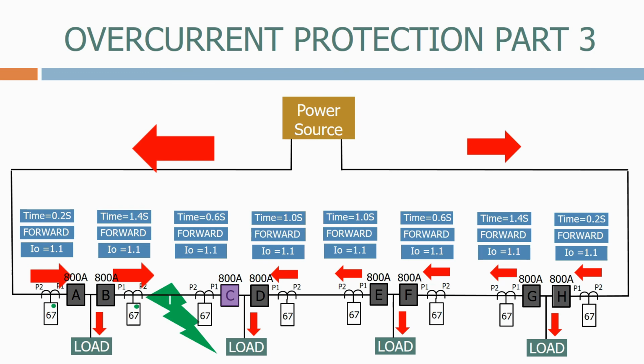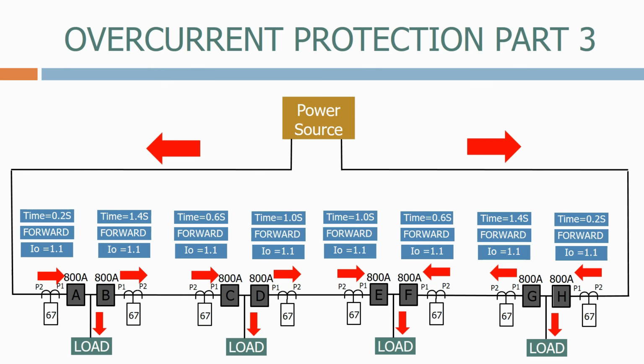This disconnects the fault from the right-hand side of the chain. On the left-hand side of the chain, the only overcurrent relay that sees the current in the correct direction is now on circuit breaker B. This trips after 1.4 seconds, clearing the fault. Let's now remove the fault and reset the circuit breakers. Let's now apply fault number 2.